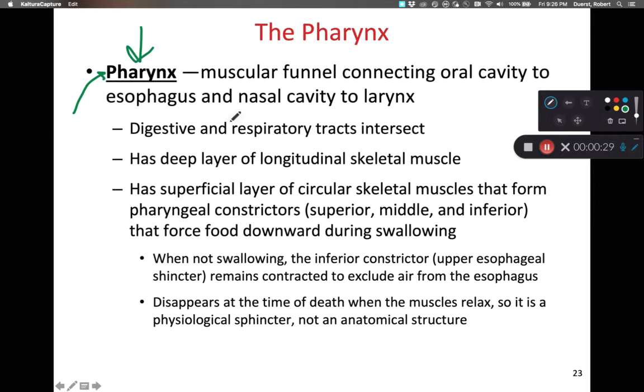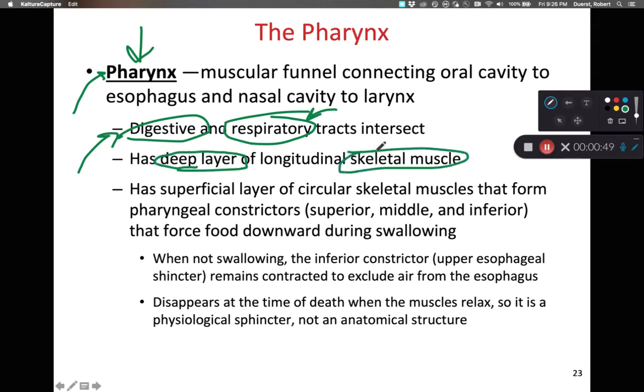And this pharynx is the interface between digestive tracts and respiratory tracts, where we have some regions of it, like the nasopharynx, that's going to be typically just respiratory, and then some other regions that are double duty, both respiratory and digestive. Our pharynx is going to have a longitudinal layer that's very deep, made of skeletal muscle, and this layer of skeletal muscle helps to push things through the pharynx, whereas it has a superficial layer of circular skeletal muscles that are going to be our constrictors.